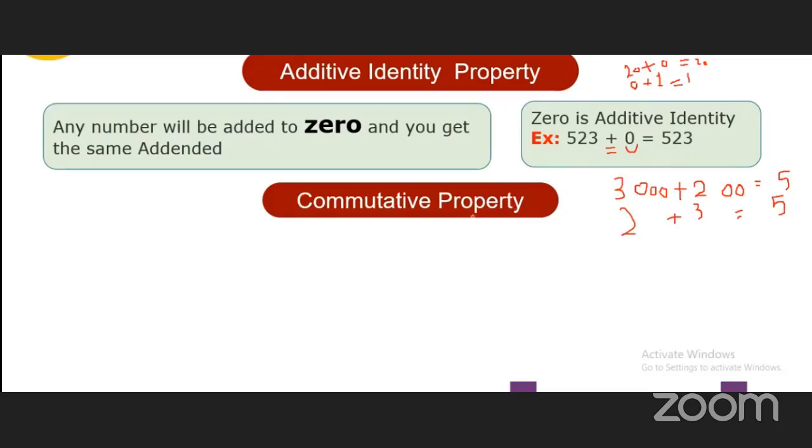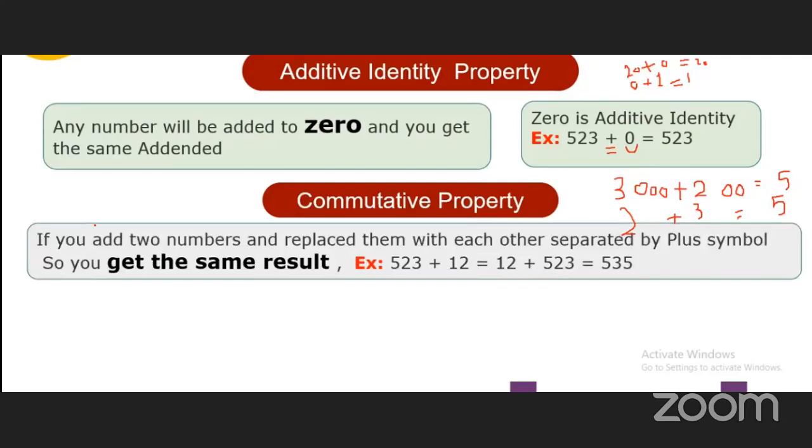Let's see the words. If you add 2 numbers and replace them, meaning we put one in the place of the other, I had 3 plus 2 and I made it 2 plus 3. In the end, what did you get? You get what? 5. You get the same result.